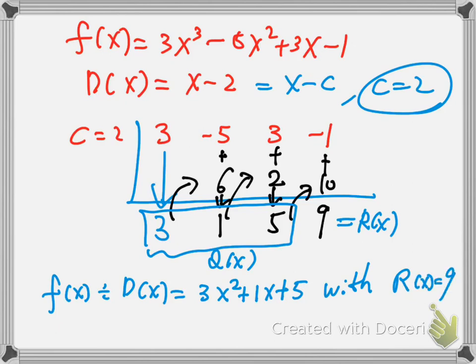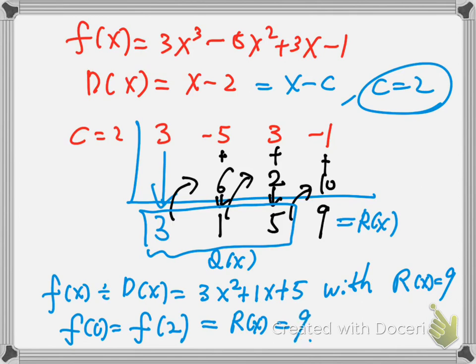Okay, so from the previous slide we know f of c. Here c is 2. The previous property told us f of 2 is the remainder, so f of c is f of 2, which is the remainder 9. This is the property: you don't have to plug in 2 to check what f of 2 is. You can use synthetic division to find this output. f of c is the remainder r. So this is our synthetic division.